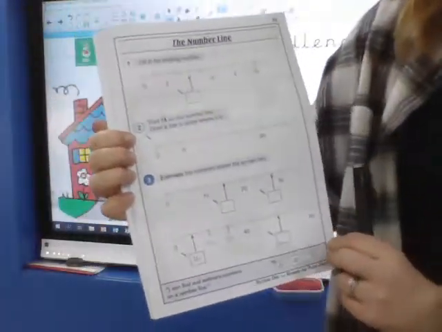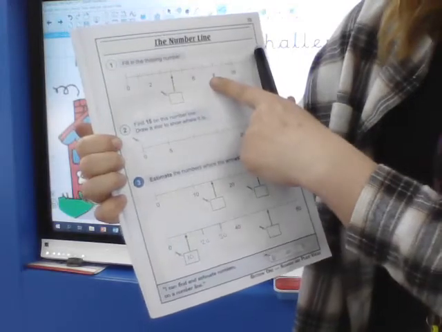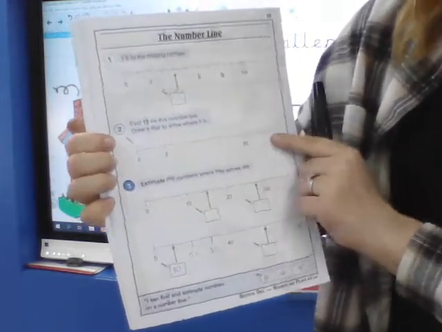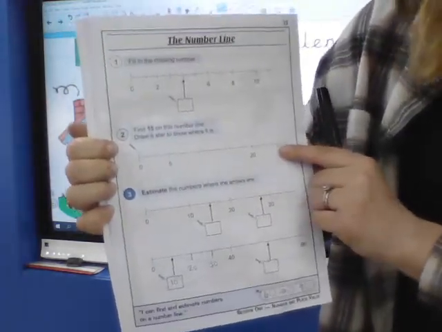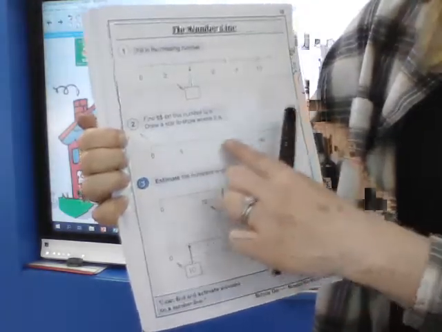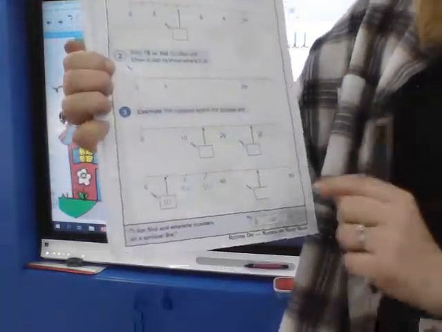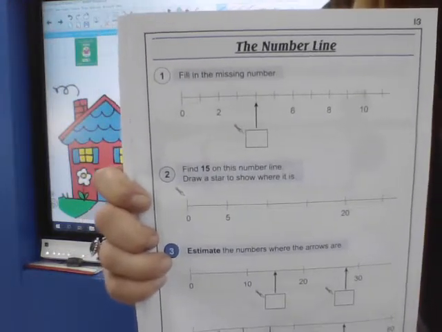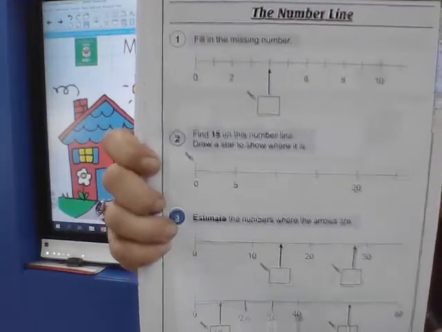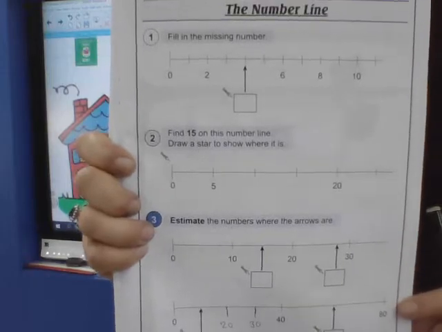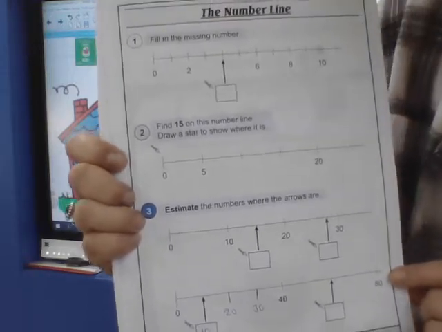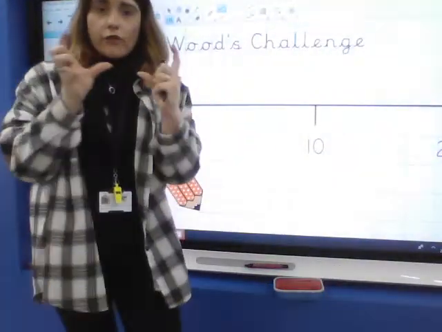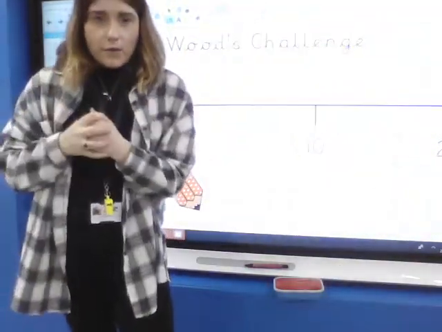So you've got to fill in the missing numbers. Okay. This one you've got to find 15. So look closely at what the number line is counting in. And question 3 is all about estimating. So remembering what estimate means and that it's a good guess using what we already know. But look closely at what the number line is counting in. Although they're counting in ones, have a look at the numbers that have been filled in for you.